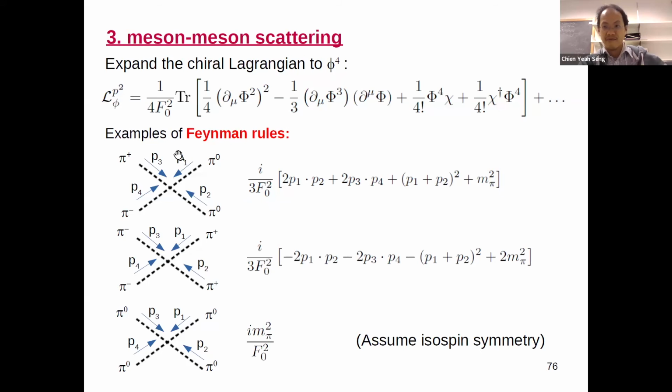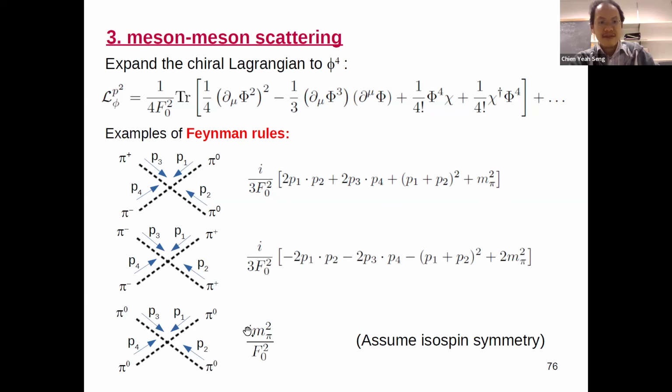We study the Feynman rules that involve only the scattering between pions. There are 3 different independent Feynman rules: pi plus pi minus to pi 0 pi 0, pi plus pi minus to pi plus pi minus, or pi 0 pi 0 to pi 0 pi 0. These Feynman rules are written down by assuming isospin symmetry, so mu equals md to simplify the expression, so that we can just write down one single m pi instead of m pi plus, m pi minus, and so on.